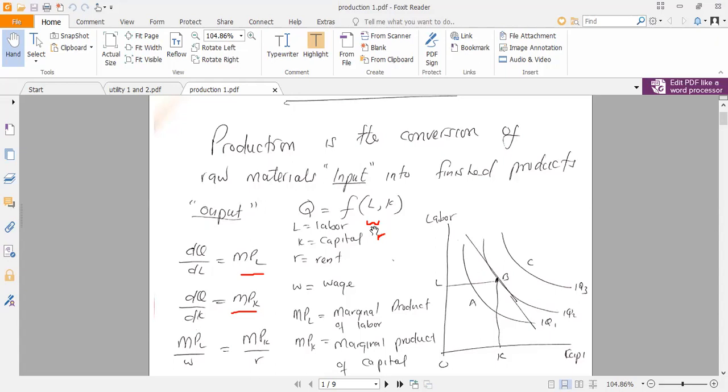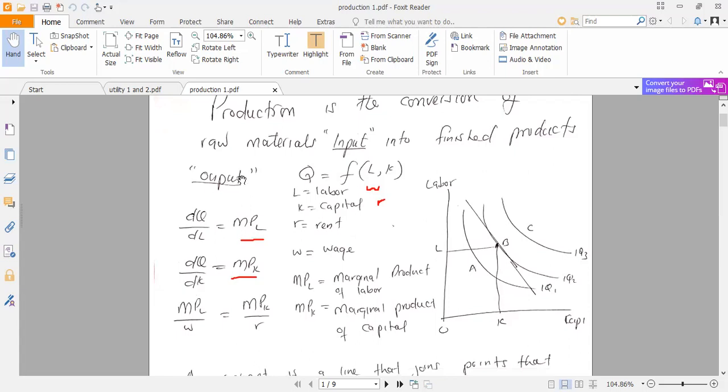So production is a conversion of raw materials into finished goods. The raw materials, we have labor and capital, whose rewards are wages and rent. The reward for a labor unit is a wage. The cost of procuring capital, like machinery or human capital, is rent. Production output is denoted by the letter Q, and the function is given in terms of labor and capital.